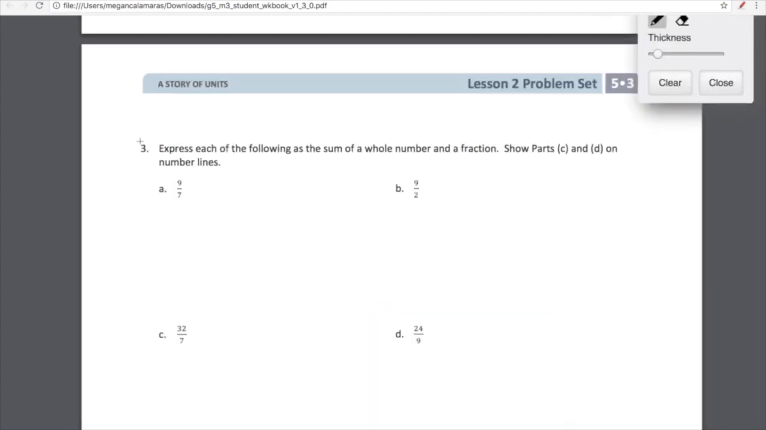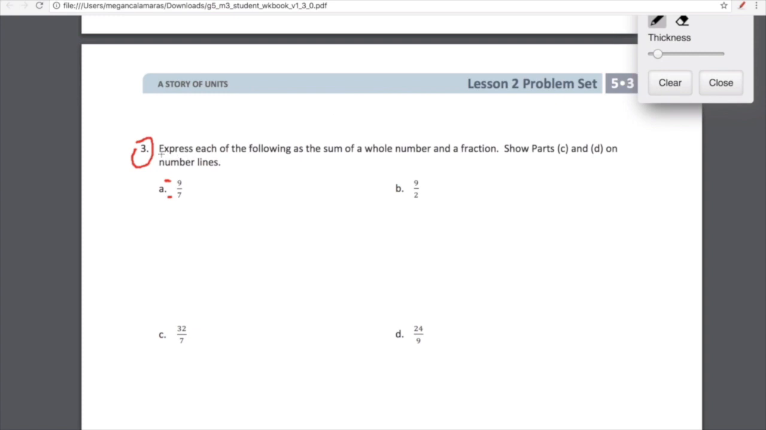Kiddos, we're going to check out number 3 next. In lesson 2, we are really exploring what it means to be an improper fraction. You know from 4th grade that when we have an improper fraction, the numerator is larger than the denominator, which means that this fraction represents a number that is larger than 1 whole. Sometimes an improper fraction will represent a number that is larger than 2 wholes. And that's whole, W-H-O-L-E.